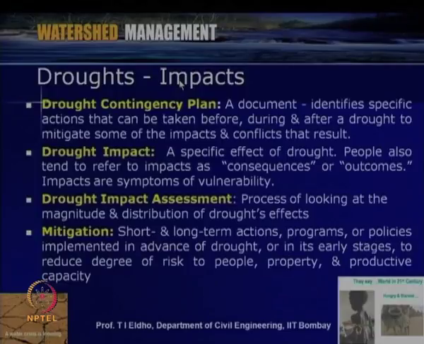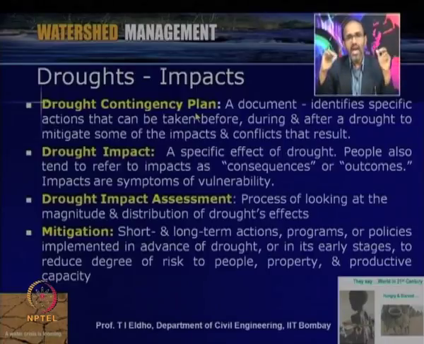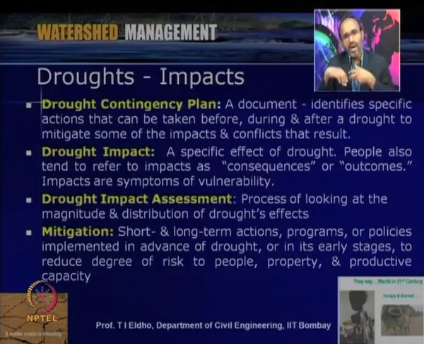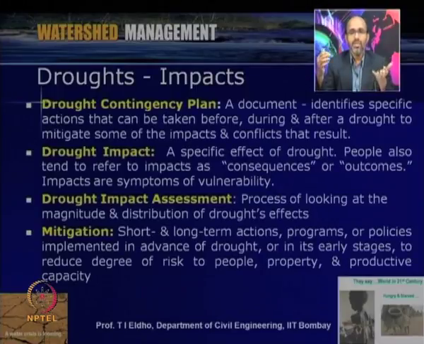When we look into the impacts of droughts, it is always better to critically analyze them by preparing contingency plans. We have to analyze what the causes of droughts are, and what kind of measures can be implemented, so that the impacts of droughts can be reduced. So, it is always better to prepare a drought contingency plan. It is a document that identifies specific actions that can be taken before droughts, during droughts and after a drought to mitigate some of the impacts and conflicts that result.